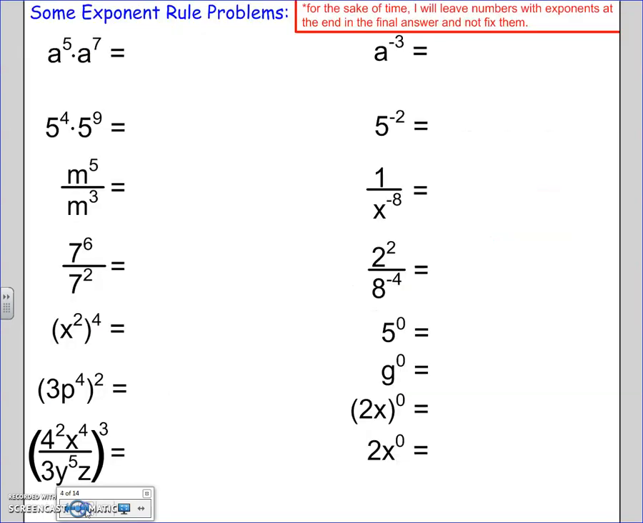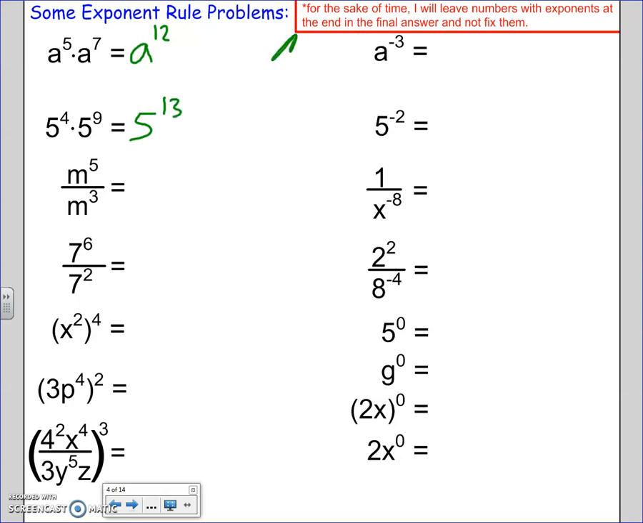Alright, so here I'm going to do some quick examples. So the first one, a to the 5th times a to the 7th, same bases. The base stays a, and I just add 5 plus 7 is 12. The second one, 5 to the 4th times 5 to the 9th. Their same bases, it stays 5. Do not say 25. And then 4 plus 9 is 13.